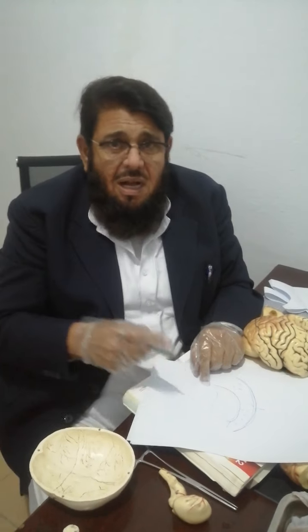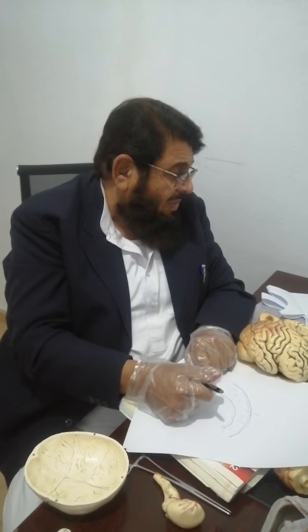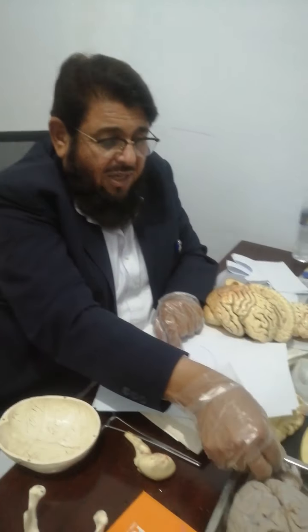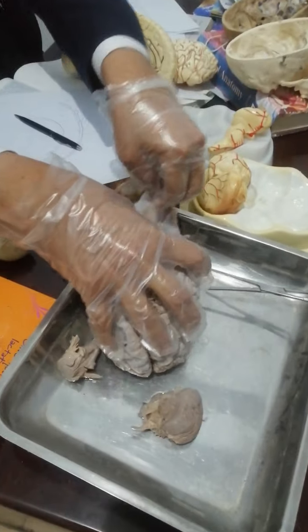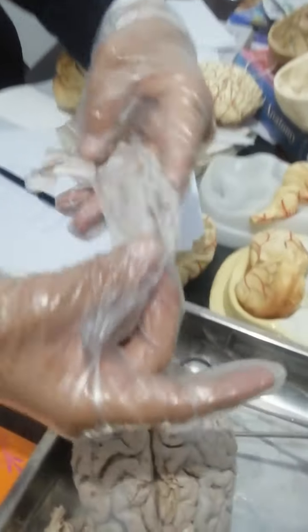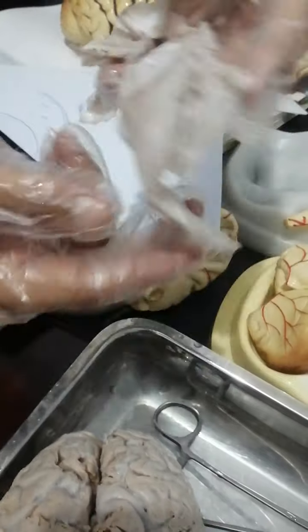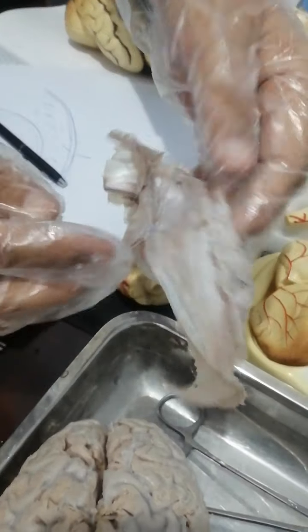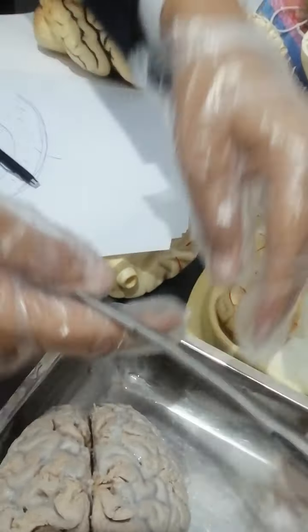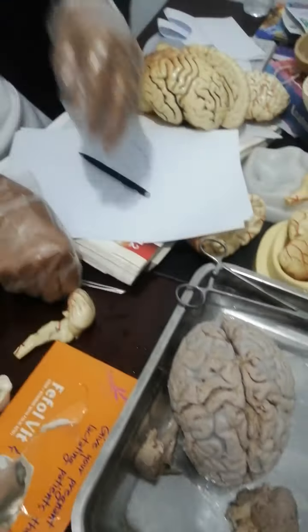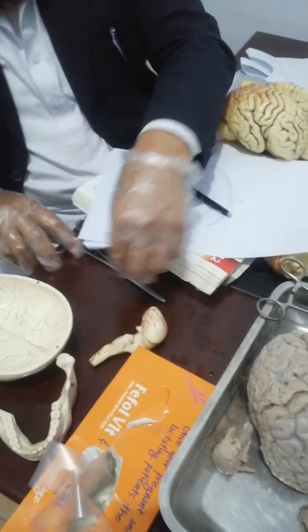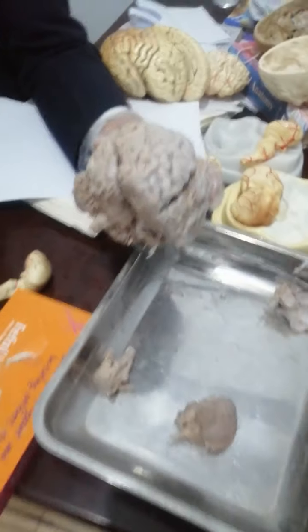Okay, now let us describe the meninges. The outermost layer of the meninges, which is called the dura mater, is a thick fibrous membrane. You can see it over here. This thick fibrous membrane is the dura mater, and then just in contact with the dura mater is the arachnoid mater, which we can't separate.